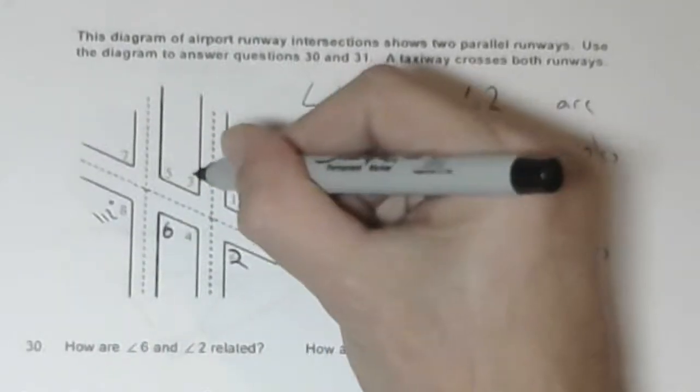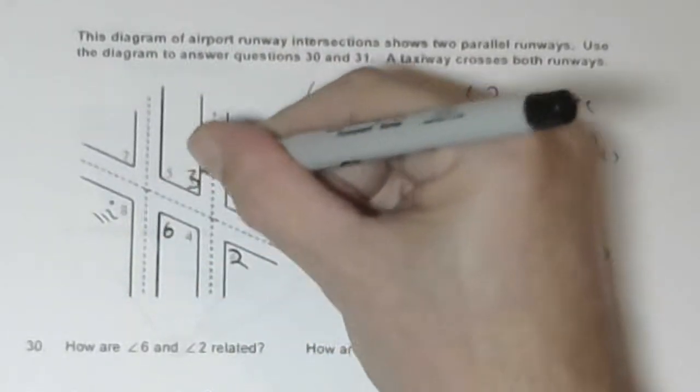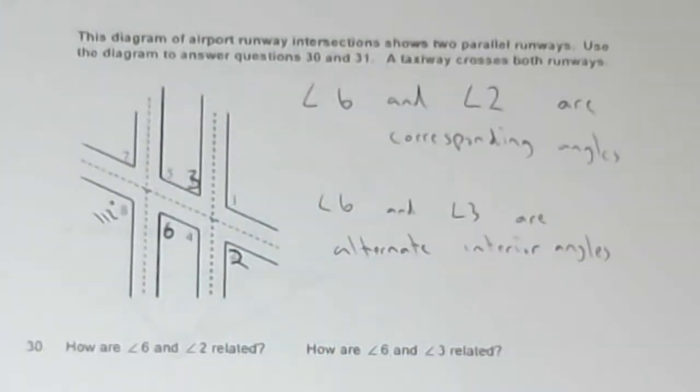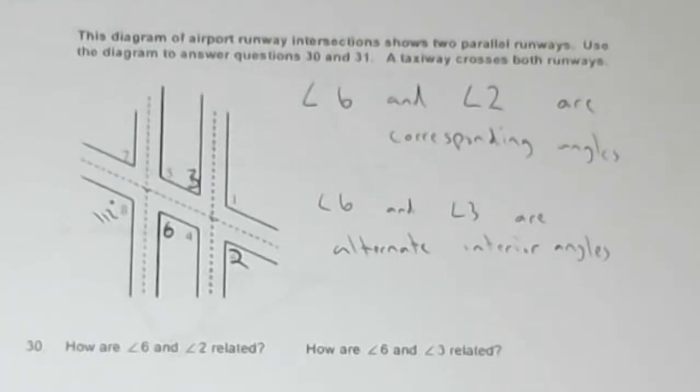6 and 3. Here's 3. They're alternate interior. They're between the parallel lines, and they're on opposite sides of the transversal. They're alternate interior. They're also equal.